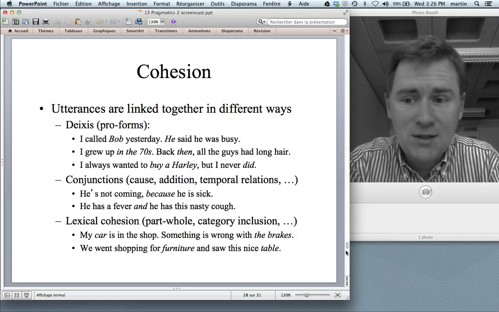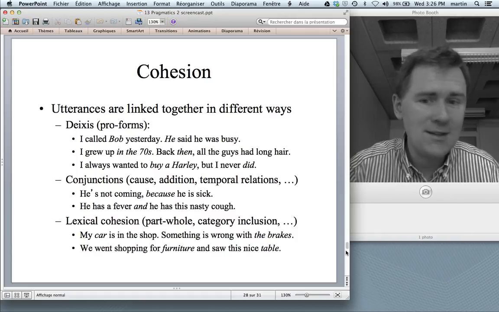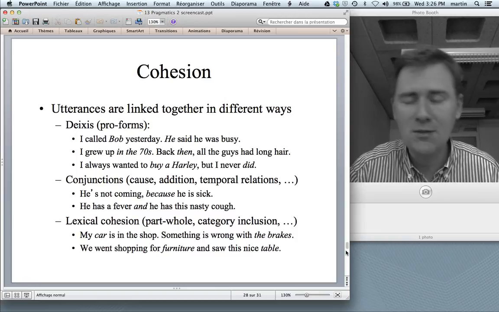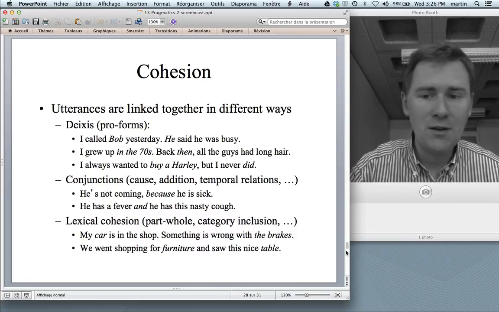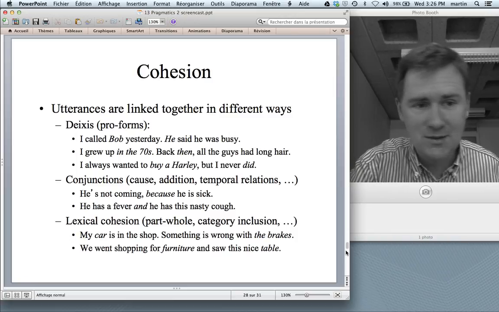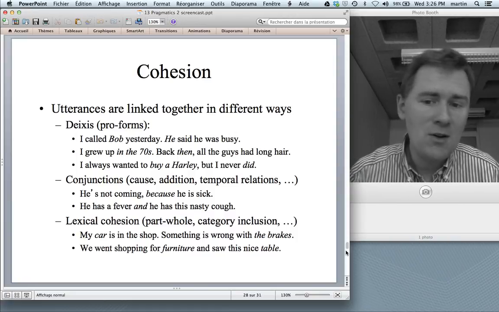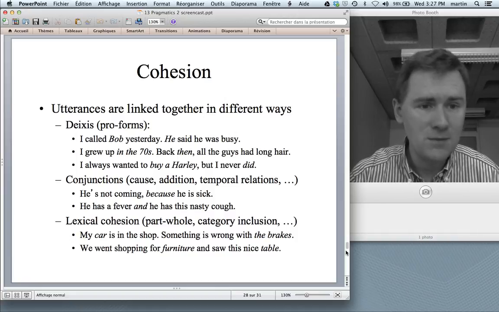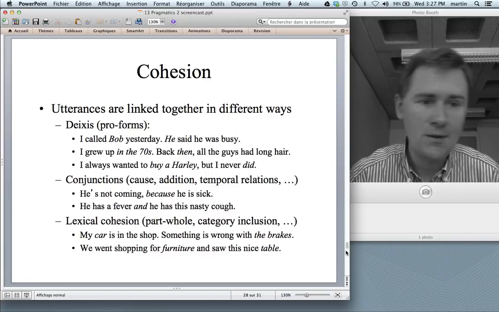Conjunction, that's another way to establish cohesion. Conjunctions link sentences by establishing a semantic relation between them. That semantic relation can be one of cause, one of addition, one of temporal relation, so that, you know, this happened first, this happened then. As in, he's not coming because he is sick. So I present you with the information, he's not coming, and he is sick, and the not coming is because he is sick.